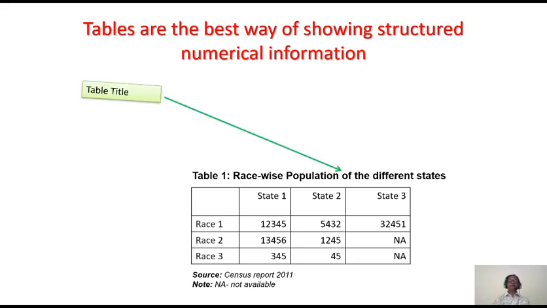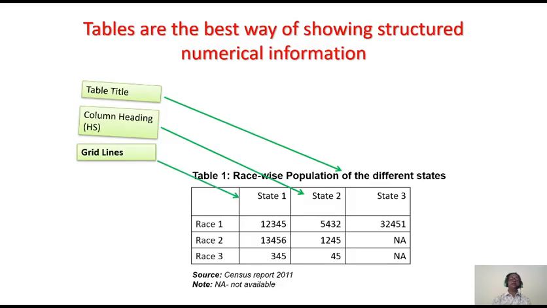This is the table title, which gives you an idea about what is inside the table. If you just look at the table, you might not understand what the values represent. But here it tells race-wise population of the different states. So three races are considered, and the population of three different states is given, and the title expresses that. These are called the column headings: state 1, state 2, state 3. So these are the columns. This table has four columns. One column does not have any data, but the other three columns have data. So these are called the column headings.